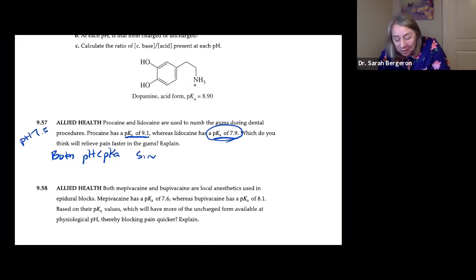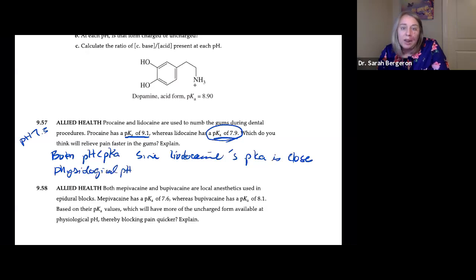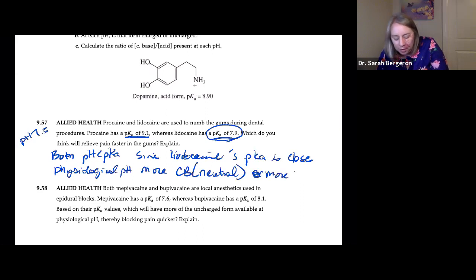So since lidocaine's pKa is close to the physiological pH, right? Then there's going to be more of our conjugate base form. And remember, our conjugate base form is neutral. So guess what? More of it is going to cross the cell membrane. More will cross cell membrane.